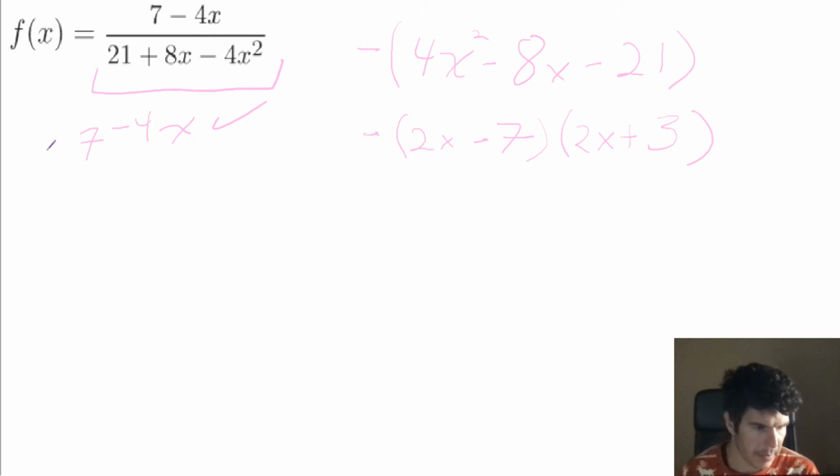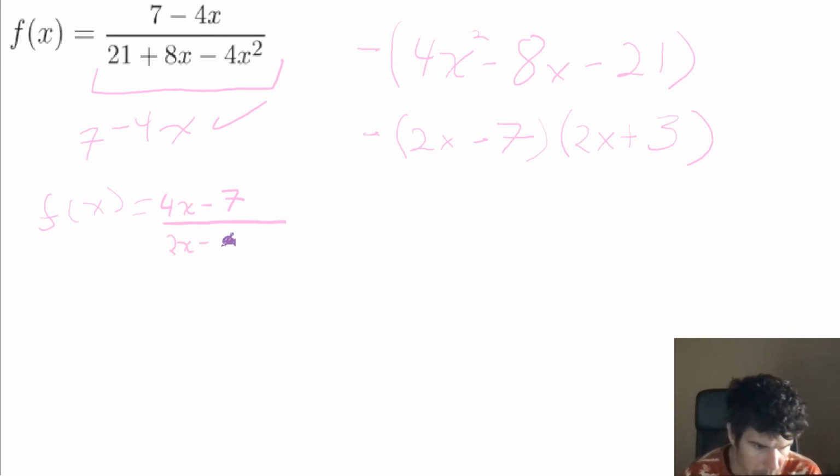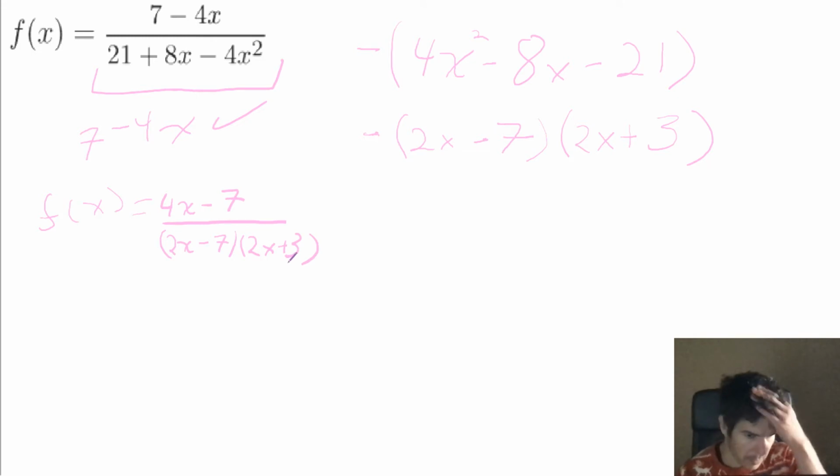So now we rewrite the original equation in this factored form. 7 minus 4x over, I'm just going to bring in the negative this way, 4x minus 7, that looks a lot nicer, 2x minus 7, 2x plus 3.